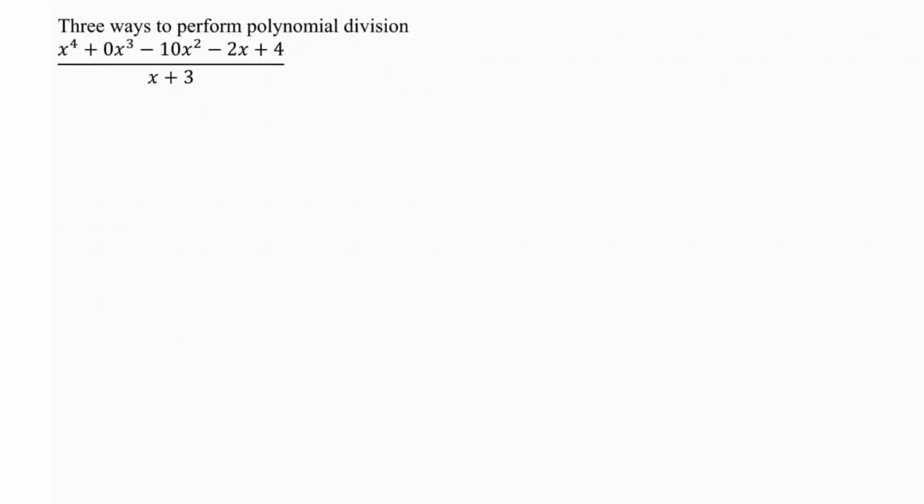In today's video, 3 ways to perform polynomial division. Given x to the 4th plus 0x cubed minus 10x squared minus 2x plus 4 all divided by x plus 3. We'll start with the traditional long division.